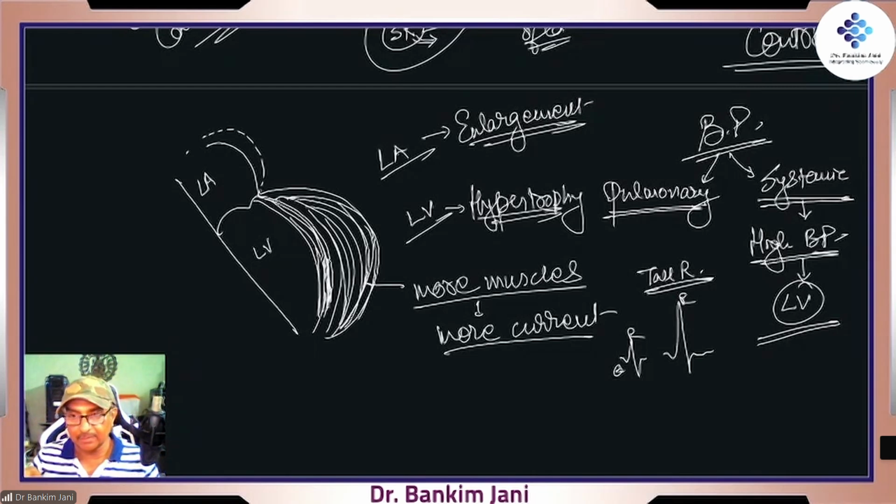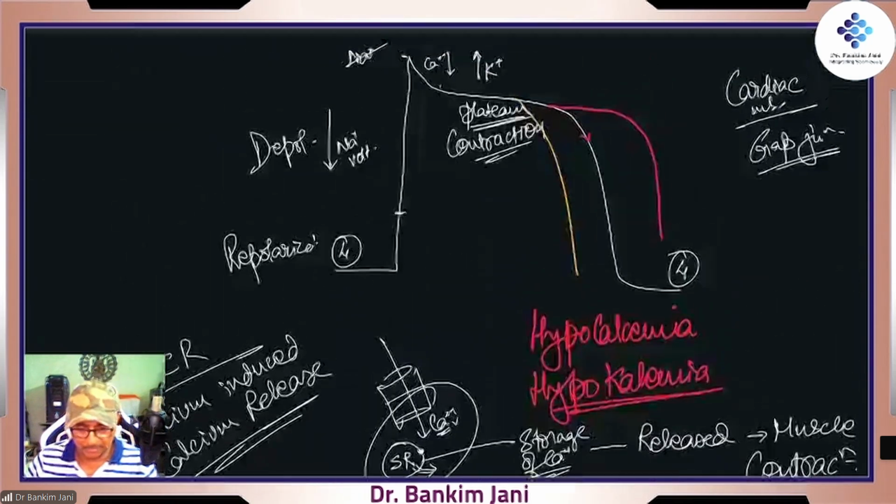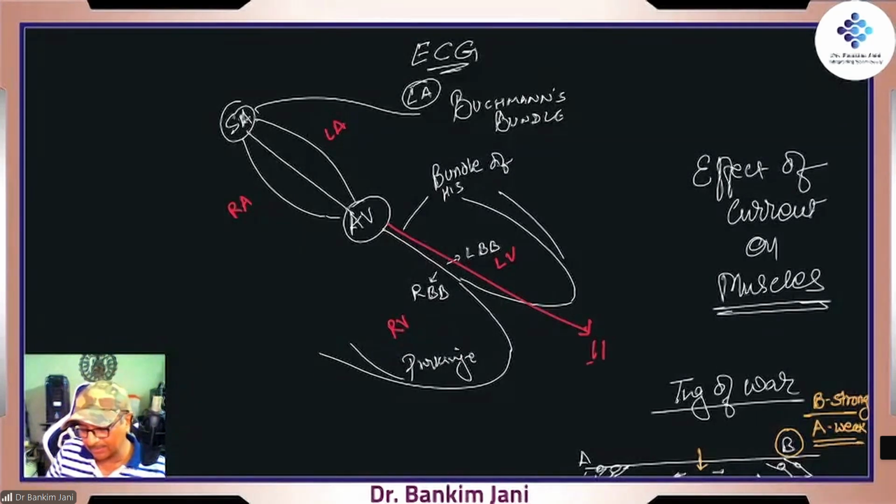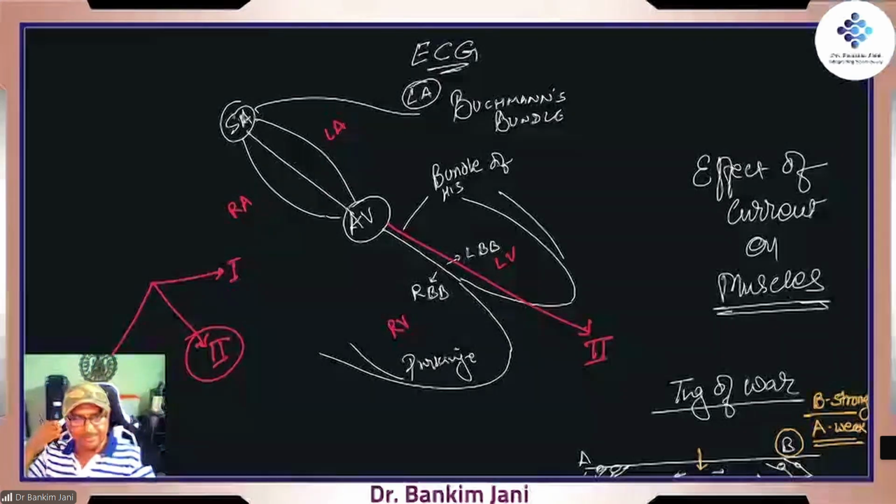Now this tall R, in which lead? The lead which is watching it. If we draw it over here, the electrical axis is like this, and this is lead 2. This is lead 1, this is lead 2, this is lead 3. So lead 2 is exactly in the same electrical axis. Remember it: lead 2 is parallel to the electrical axis of the heart.